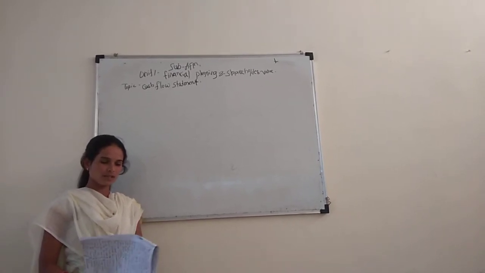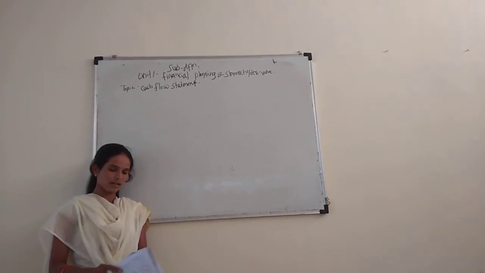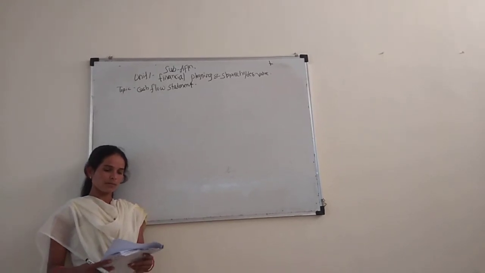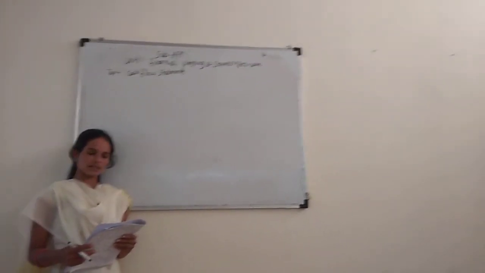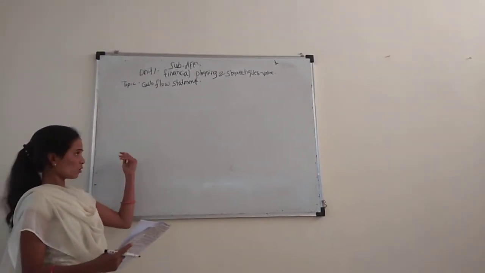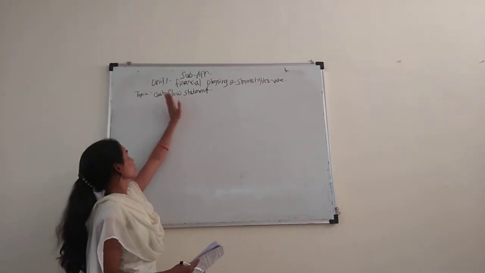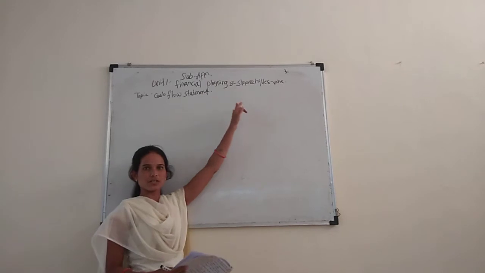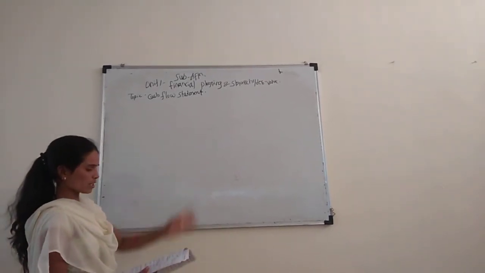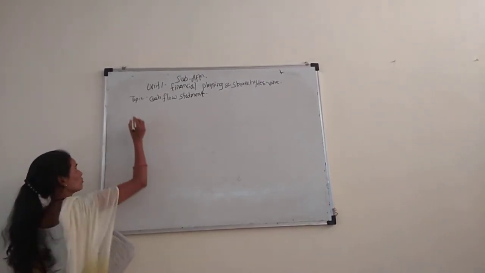In the last lecture we discussed the indirect method formulas, and today we discuss the indirect method formulas. Last lecture we covered net increase in cash and cash equivalent. The subject is Advanced Financial Management, Unit 1: Financial Planning and Shareholder Value. The topic is the cash flow statement, first, the indirect method formula.